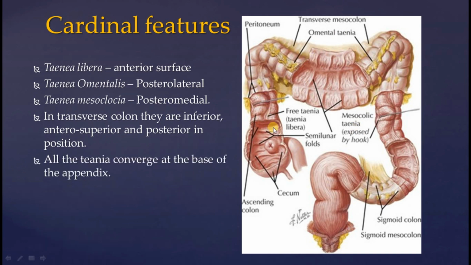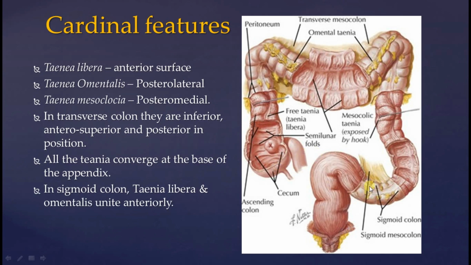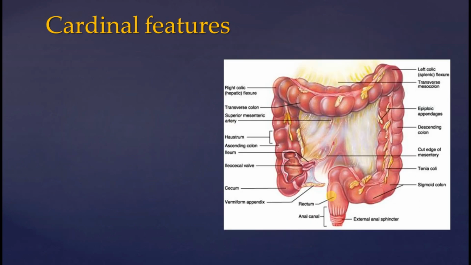All these three tinea converge at the base of the appendix. So the appendix is devoid of tinea. In the same way the rectum is also devoid of tinea, because the tinea merge beyond the sigmoid colon. In the sigmoid colon, tinea libera and omentalis fuse anteriorly, whereas tinea mesocolica forms the posterior band. So the tinea is absent in the appendix and the rectum.